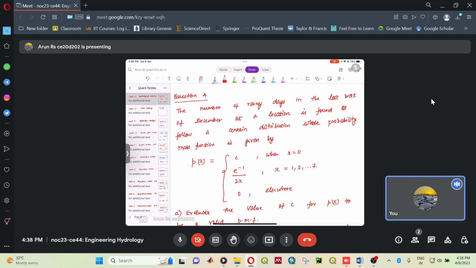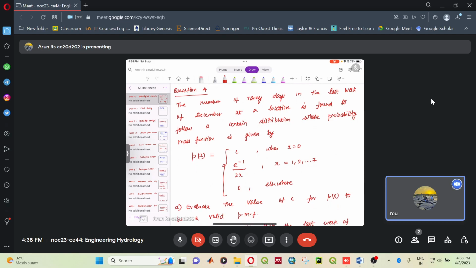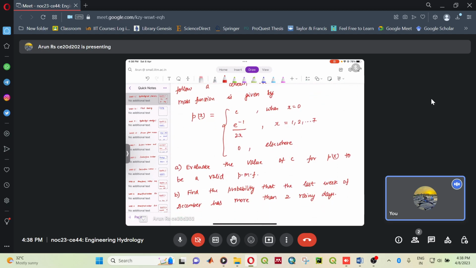So let's move on to question number 4. This is related to the probability distribution. Here we are going to see the discrete probability distribution. So the question is, the number of rainy days in the last week of December at a location is found to follow a certain distribution whose probability mass function is given by P of x is equal to C, which is some constant, when x takes the value 0, and e power minus 1 divided by 2x when x takes the value from 1 to 7, and it is 0 elsewhere.